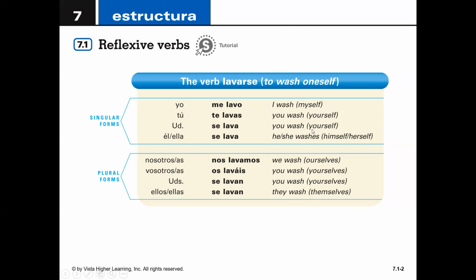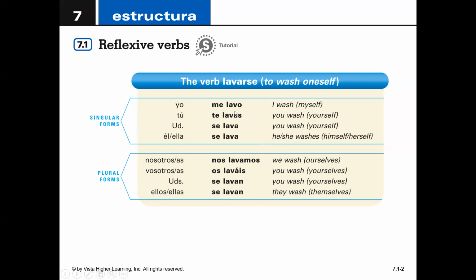So let's just go through the forms and you can repeat after me. Repita, me lavo. Te lavas, se lava. So that's the same form for usted, él, and ella. Nos lavamos, and we skip vosotros, and then we go to the ustedes, ellos, and ellas, se lavan. So again, you notice the endings are the same. Lavo, lavas, lava, lavamos, lavan.